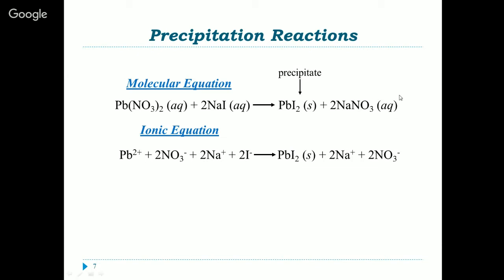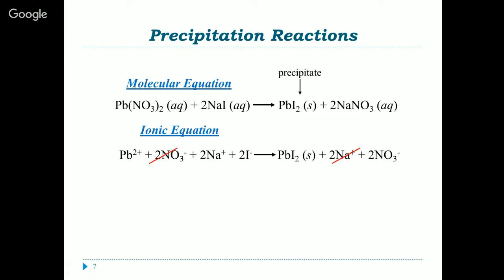But we see here that the sodium nitrate is aqueous, which means these two have dissociated and now exist in their ionic form. So we have an ionic equation. Why? Because we have ions represented. And these are all still aqueous. All of your charged particles here are aqueous. They're dissolved in water. The solid is not dissolved in water.